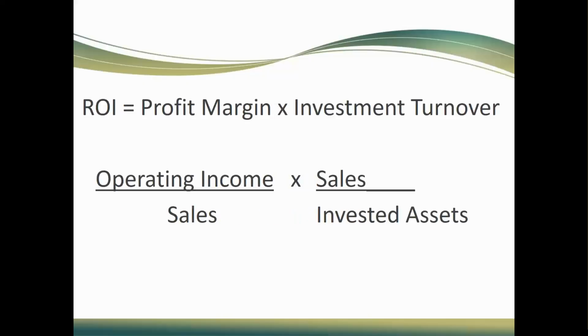If you multiply the profit margin times the investment turnover, just understanding how the basic things of math work, you can cross out the sales and you're going to get operating income divided by invested assets, which is ROI.